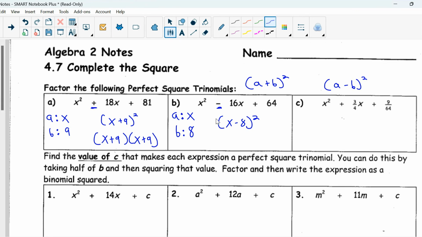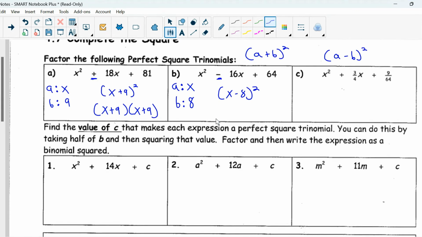So, scrolling down here, find the value of c that makes the expression a perfect square trinomial. You can do this by taking half of b, then squaring the value. Okay, this is essentially what completing the square is. So we aren't given a c value here, but to find that, we know that c equals our b value, which is 14, divided by 2. So taking half of b, then squaring it.